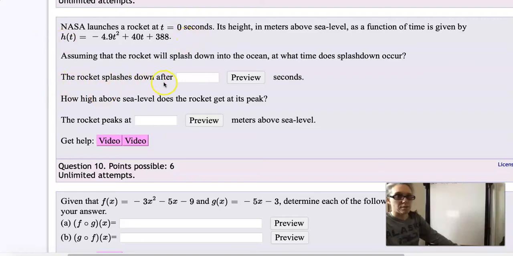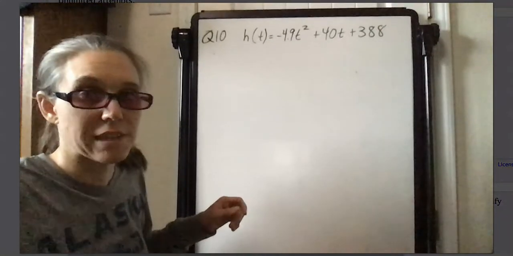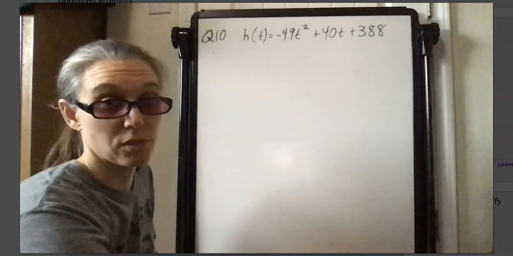So as a function of time, here's your height in meters, and we want to know when the rocket splashes down. So when would we have a height of 0, because the height is above sea level. And then how high above sea level does the rocket get at its peak? So these are two separate questions. So first, when does the rocket splash down? The rocket is going to splash down at a height of 0.